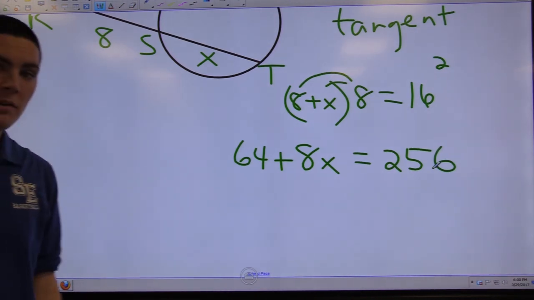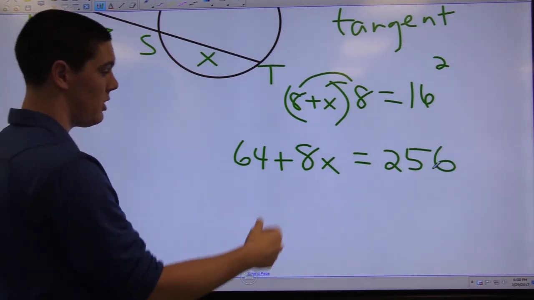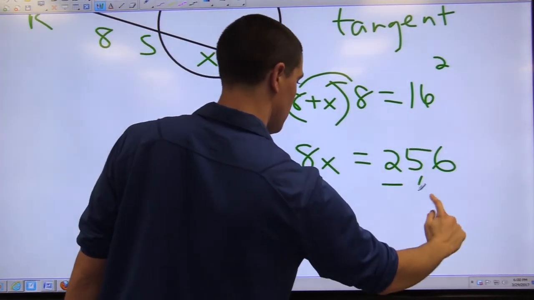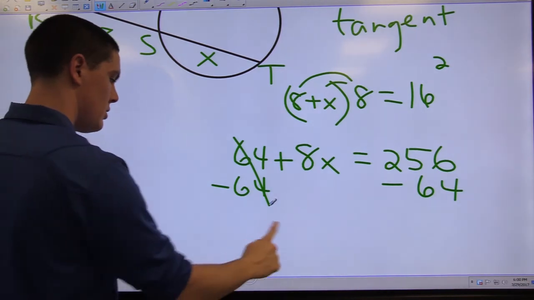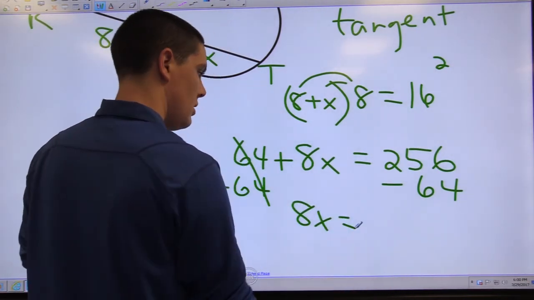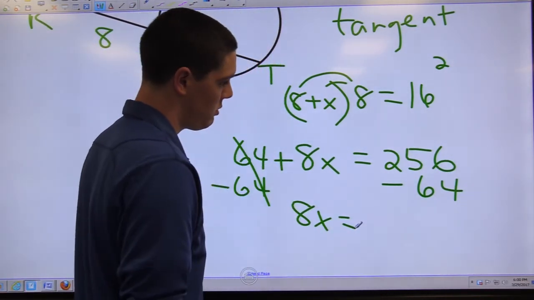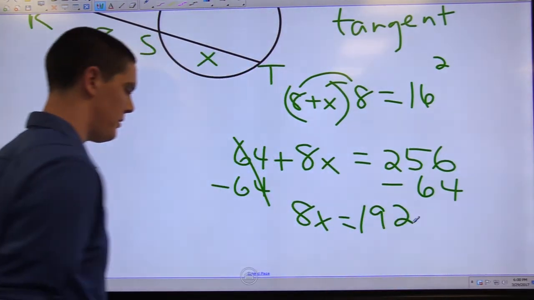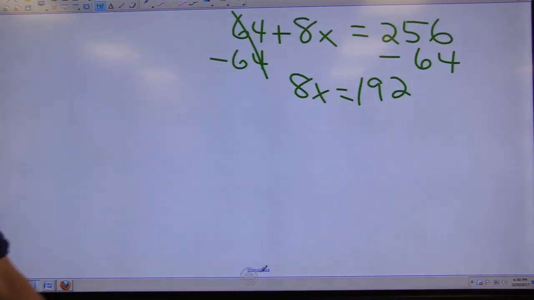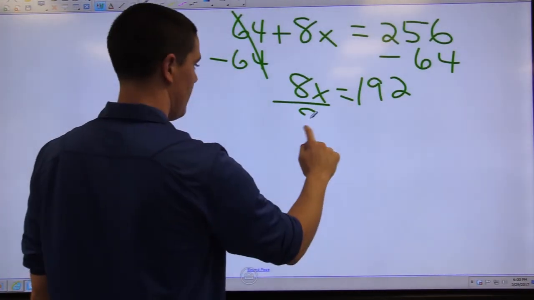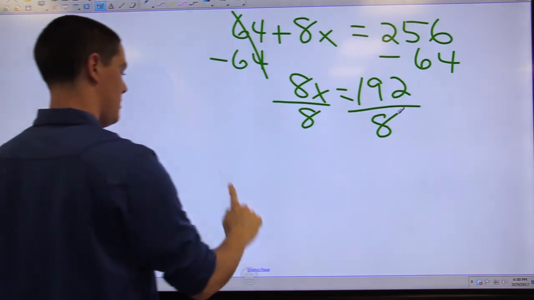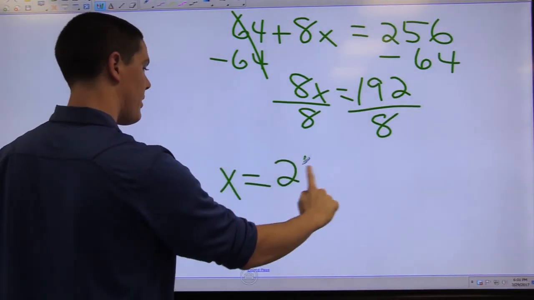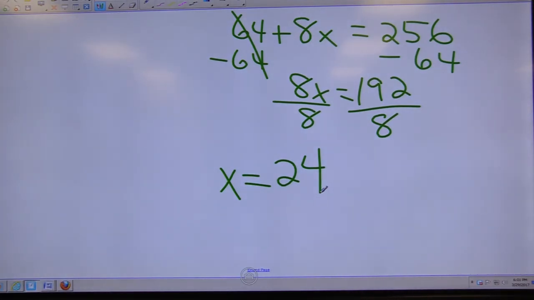All right, let's solve it. In order to solve it, you've got to get x by itself. So let's get rid of this 64 and subtract it from both sides. So we have 8x, and that's equal to, what is that equal to, Mrs. Grigsby? 192. Bingo. And then let's go ahead and solve. We've got to divide by 8. And what's the final answer, Mrs. Grigsby? 24. Okay. That's good. I was about to disown you if you didn't get it right.